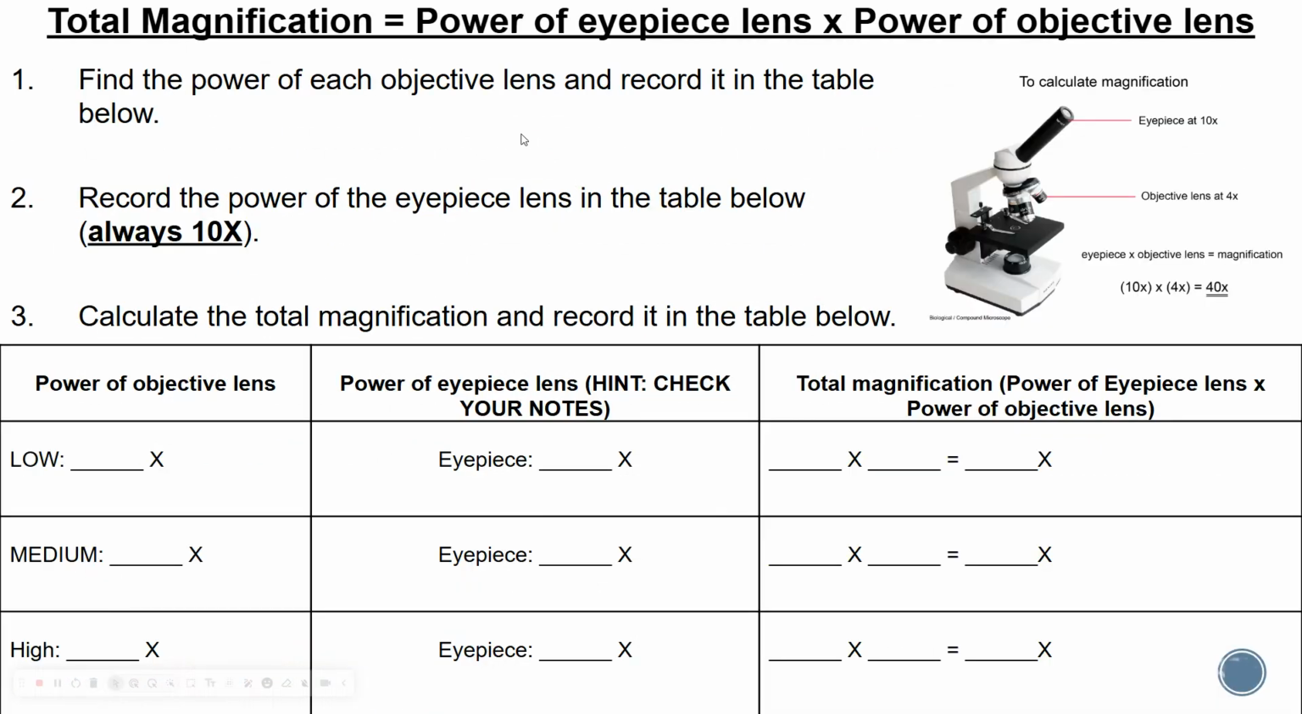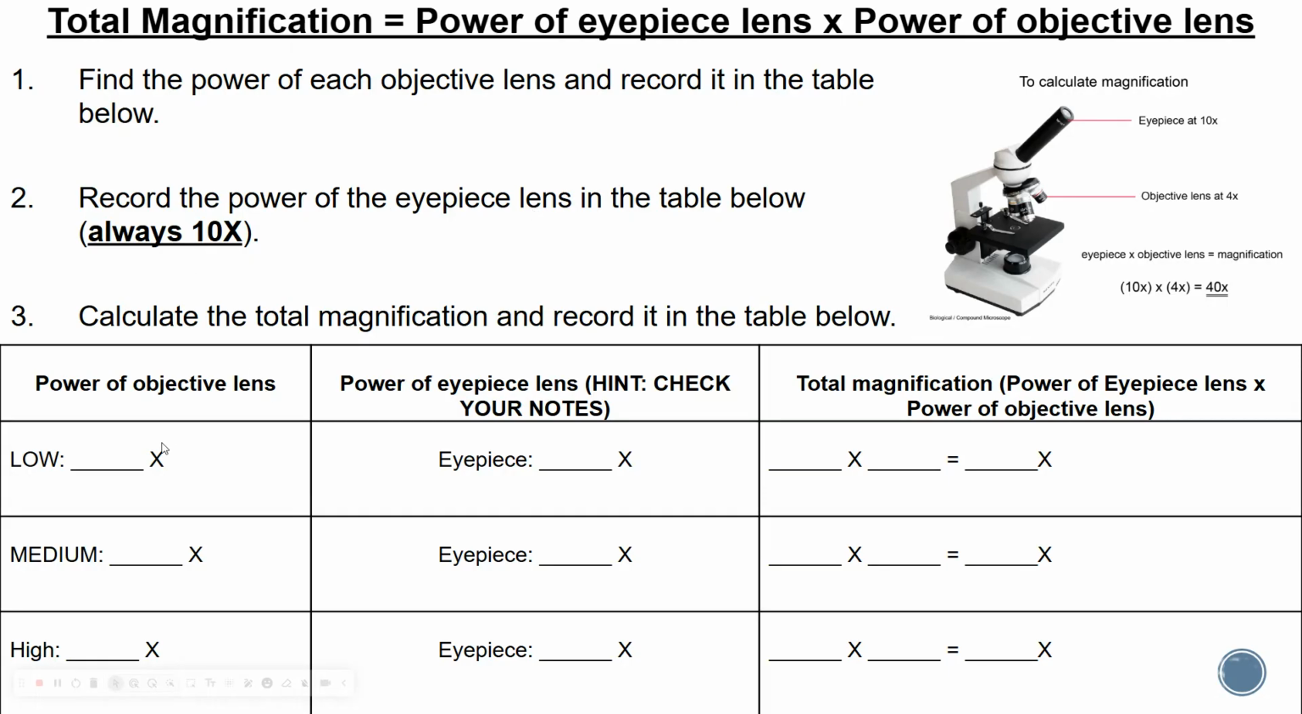So how do you find the total magnification? To find the total magnification, you have to find the power of the objective lens you're looking through. It's usually written on the objective lens itself. And then you also have to take that power and multiply it by the magnification of the eyepiece lens, which in our case is always 10 times.